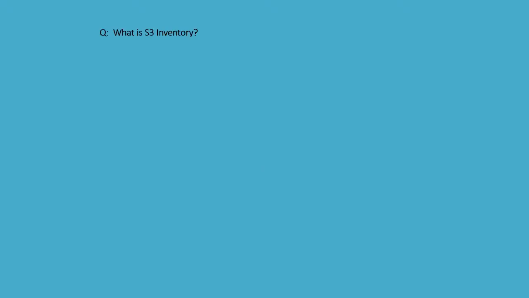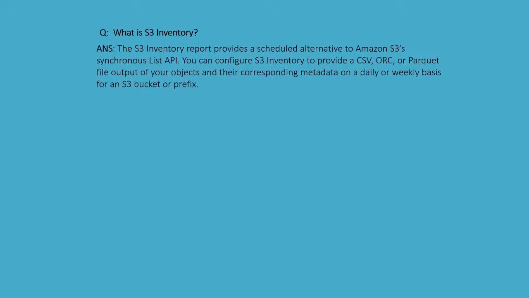What is S3 Inventory? S3 Inventory reports provide a scheduled alternative to Amazon S3's synchronous List API. You can configure S3 Inventory to provide a CSV, ORC, or Parquet file output of your objects and their corresponding metadata on a daily or weekly basis for an S3 bucket or prefix.